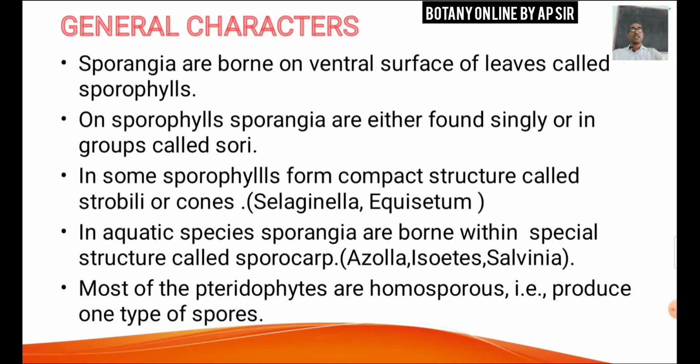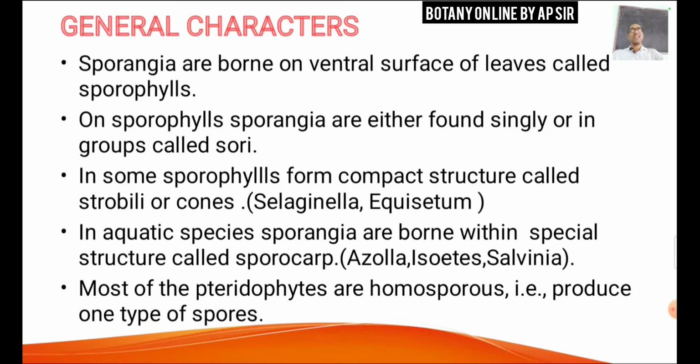In the case of aquatic species, that is, those pteridophytes which are aquatic in nature, the sporangia are borne within a special structure, and those structures are called sporocarp. Remember it. Sporocarp is the specialized structure inside which the sporangia are borne, and this is a typical feature of aquatic pteridophytes. Examples are Azolla, Isoetes, Salvinia. These are all aquatic pteridophytes.